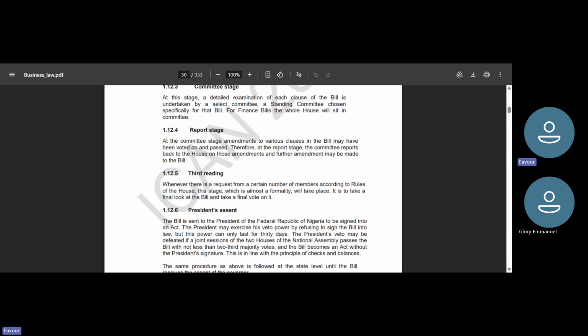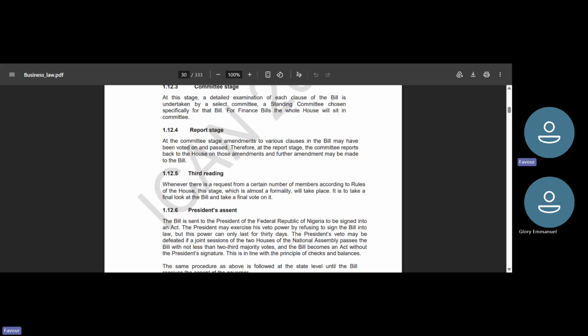So after this, it goes to the next stage, which is the third reading. This happens when there is a request from a certain number of the members, according to the rules of the House. This stage is almost a formality, right? It's almost like a formality.